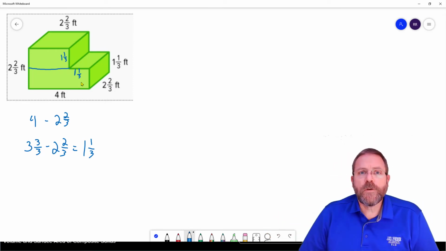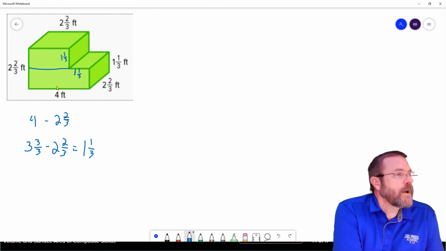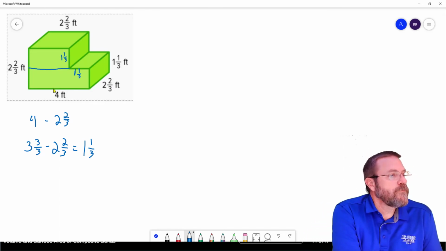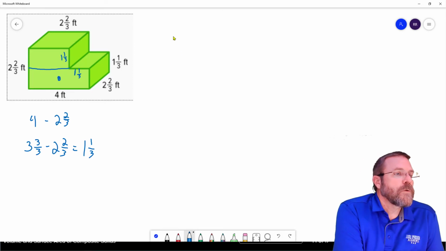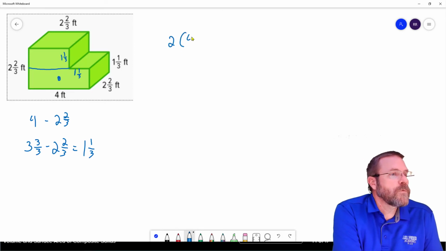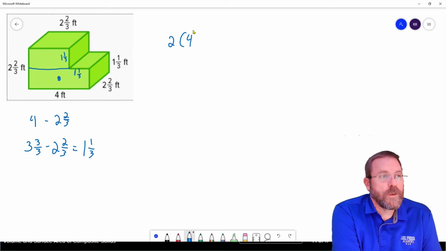Now we need to start figuring out what all we have in the way of pieces parts. First off, I've got two pieces that are going to be 4 feet across and 1 1/3 tall. It's going to be this piece right here, and it's going to be the one in the back side of it. So I'm going to have 2 times 4. Think about the area of a rectangle. Area of the rectangle is going to be length times width, right? So it's going to be 4 times 1 1/3. Are we good so far?